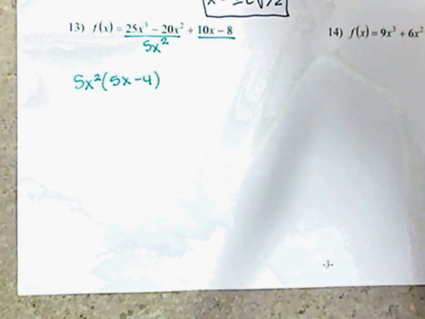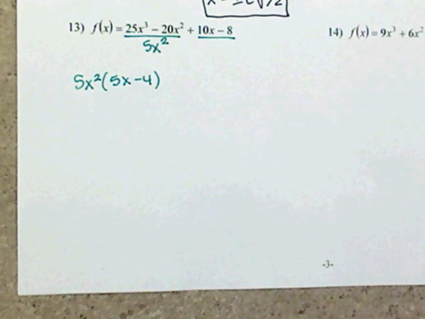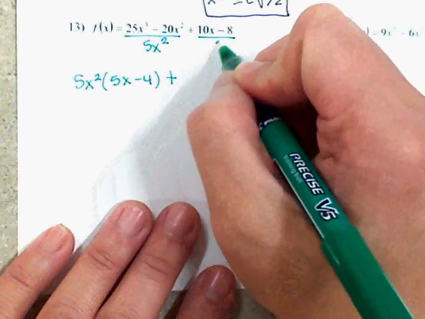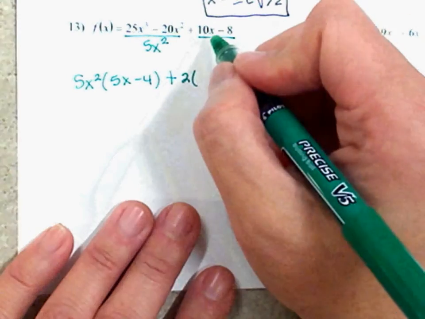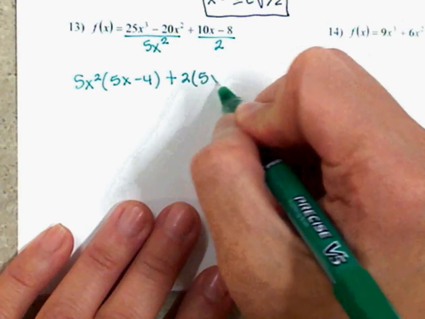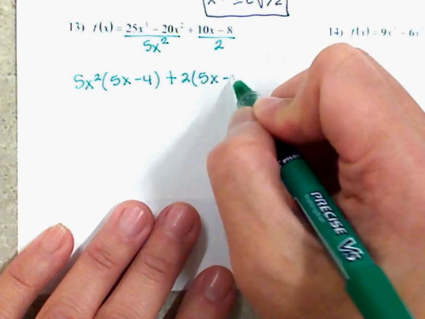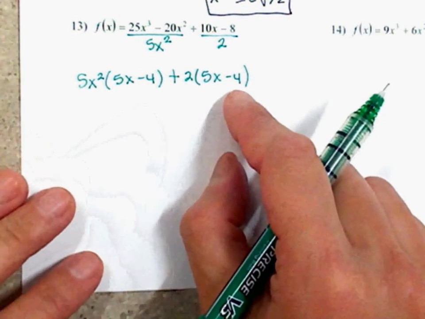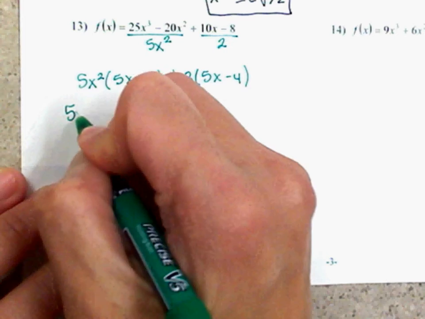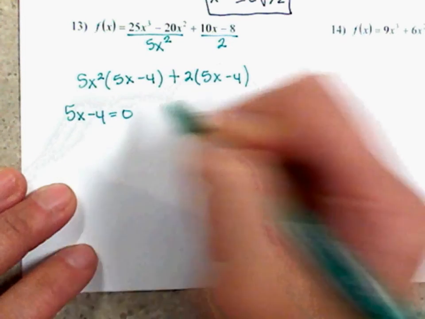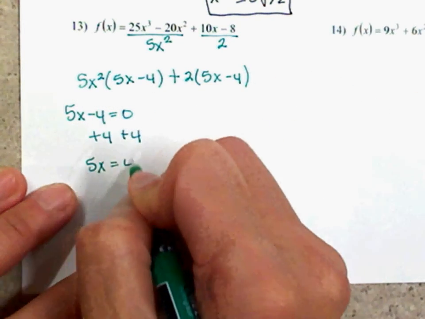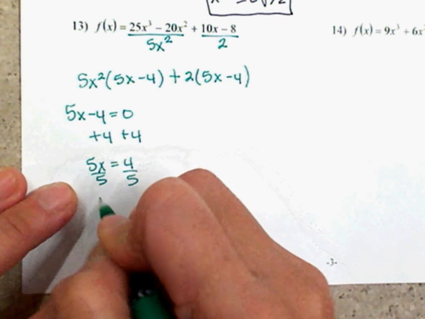Okay? Bring down your plus sign. What do these have in common? A 2. 10x divided by 2 is 5x. Negative 8x divided by 2 is negative 4. You see how these two are the same? 5x minus 4, set that equal to 0. Add 4 to both sides. Divide by 5. X is equal to 4 over 5.